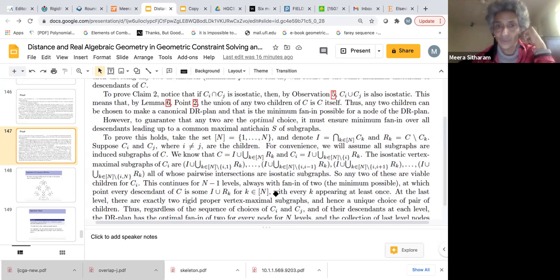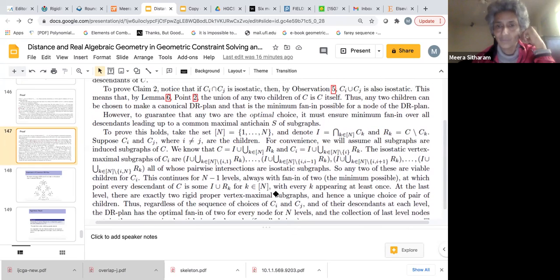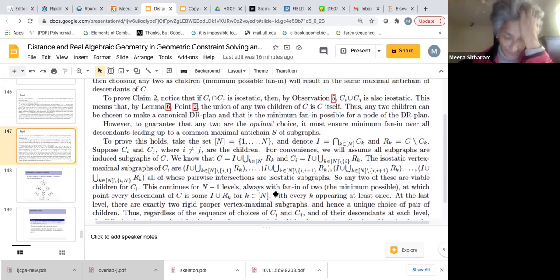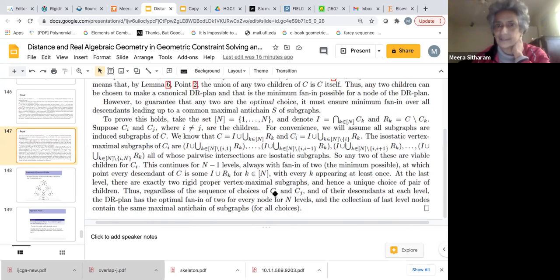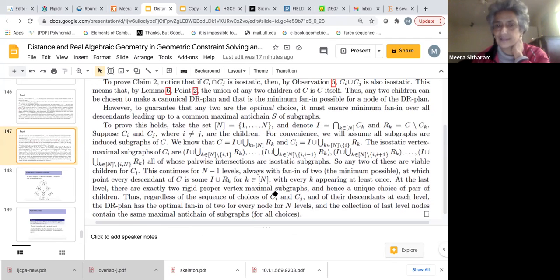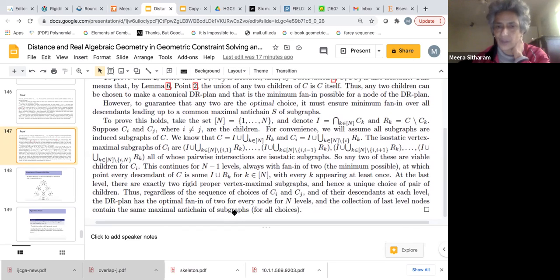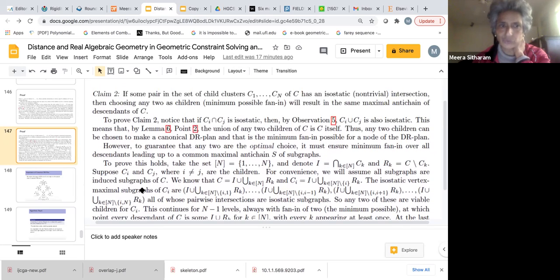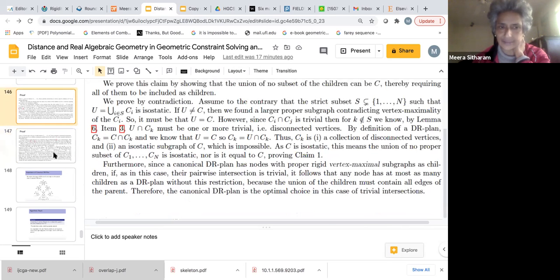Essentially, there are two cases: the trivial intersection case is unavoidable, and in the other case you make a choice, and the choice ensures optimality because the fan-in is always two. And the last level nodes at the bottom have to be present in every DR plan. So you can't really avoid that either. That's the overall structure of the proof to show that the canonical DR plan is in fact optimal.